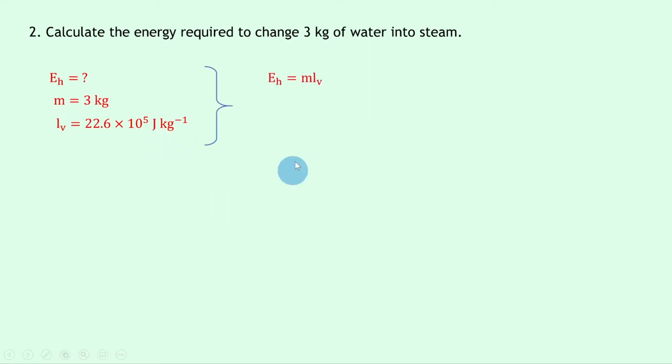So writing down our equation, we have EH equals mLV this time, using V instead of F because we're dealing with vaporization this time. And substituting in our numbers, we have 3 times 22.6 times 10 to the 5. Putting that into your calculator should give you an answer of 6.78 times 10 to the 6 joules.